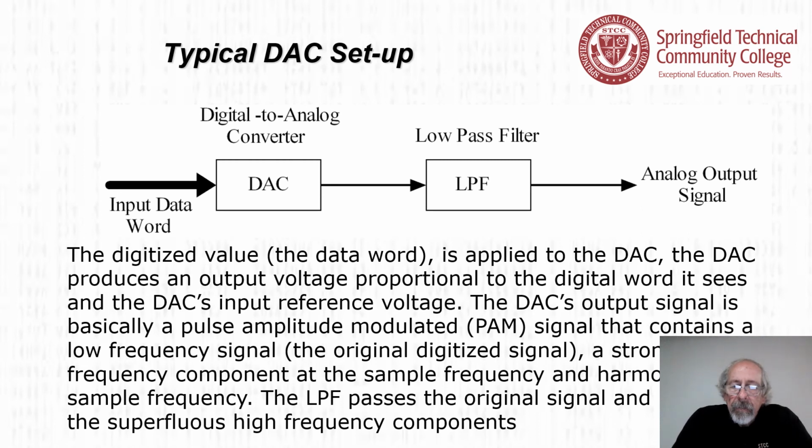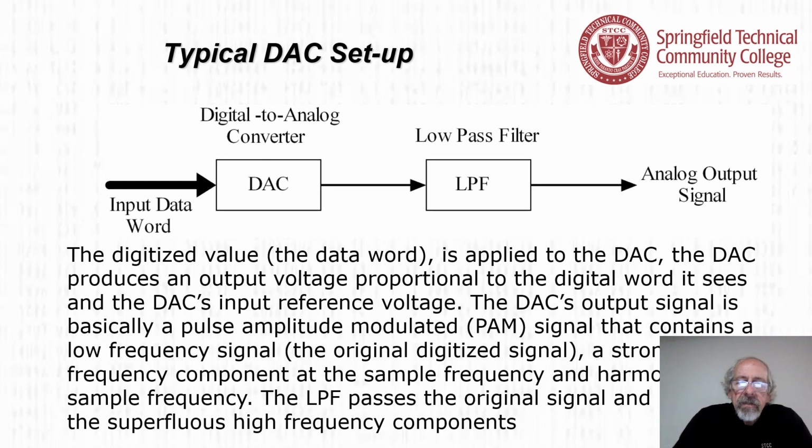modulated, or PAM, signal that contains a low frequency signal, the original digitized signal, a strong frequency component at the sample frequency, and harmonics of the sample frequency. So that's the reason for the low-pass filter. The low-pass filter passes the original signal, removes the superfluous high-frequency components.